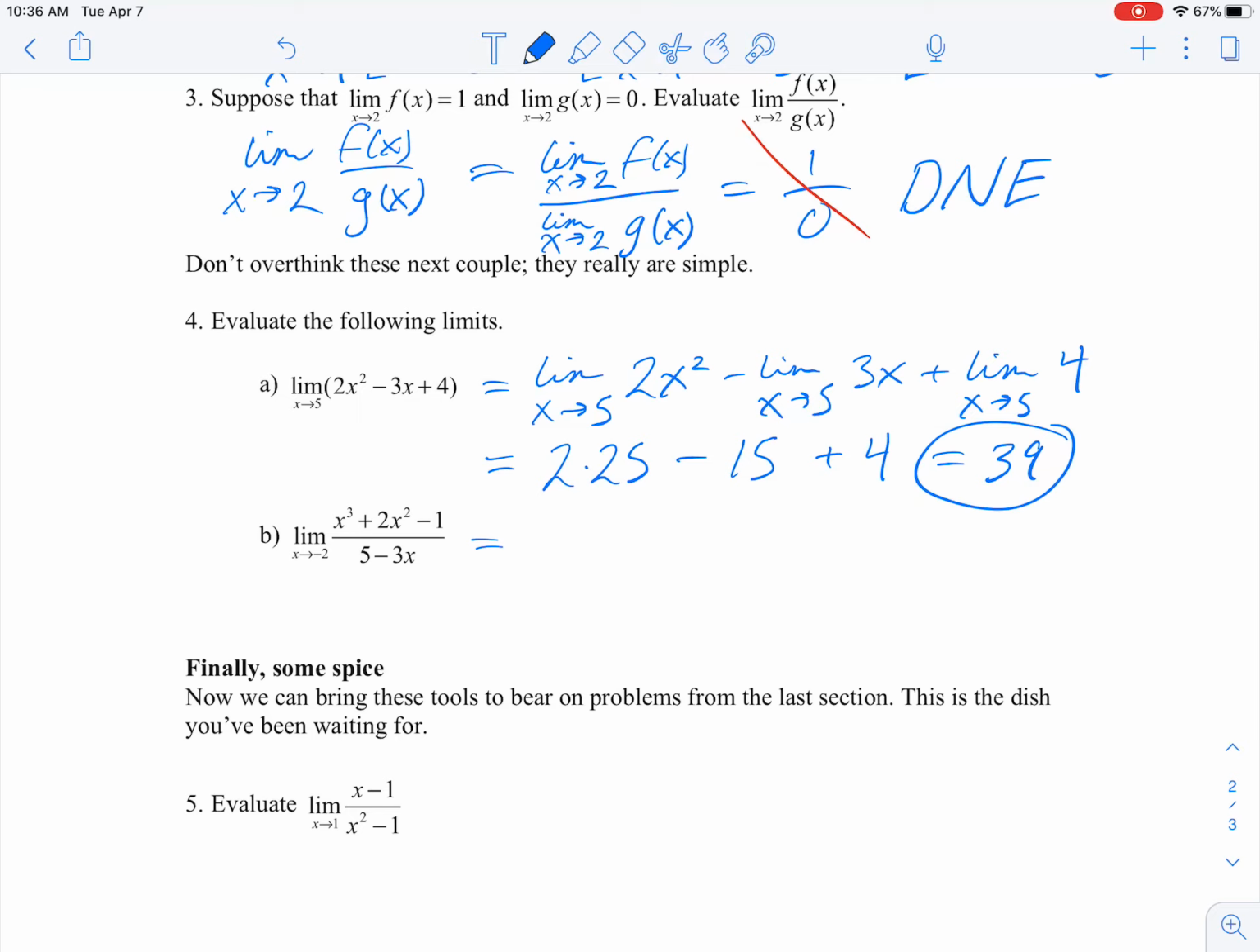Okay, now on to the next problem. This is a rational function, so there could be some values that would be problematic to plug in, but -2 is not one of them. We know that we could use our limit properties to go through and split this up into different limits we would evaluate, but because we know that, we don't actually need to do the splitting up. We can just go ahead and plug -2 straight in.